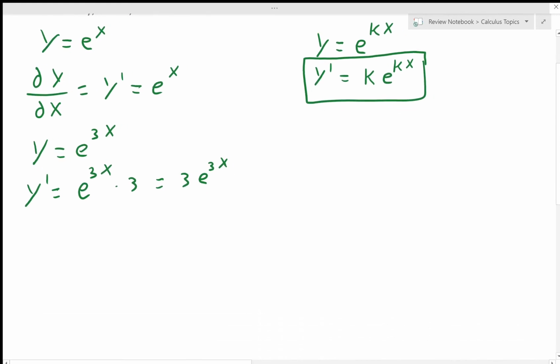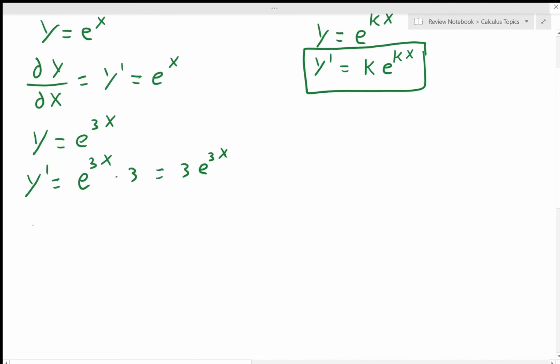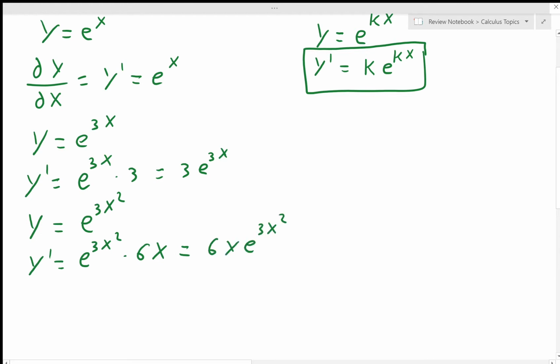Now we can work our little chain rule that we know now. y equals e to the 3x squared. Our derivative, I like to think about these as we just rewrite it: e to the 3x squared times the derivative of the exponent, which would be 6x, so 6x times e to the 3x squared.